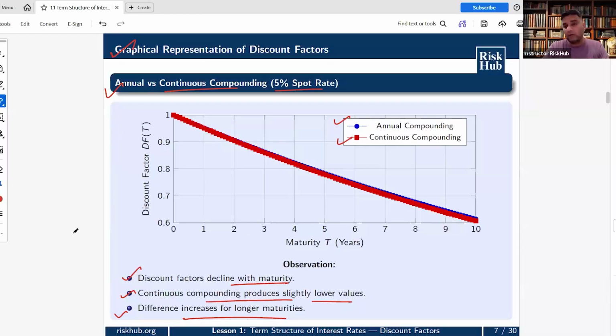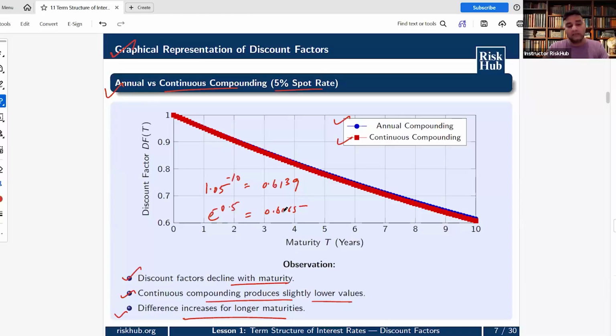The blue line uses annual compounding at 5%. The red line uses continuous compounding at 5%. The picture shows the discount factor falling with maturity, with the continuous line sitting slightly below the annual line throughout. At 10 years, the annual curve gives 1.05 raised to the power minus 10, which gives you 0.6139. Your continuous curve gives exponential minus 0.5, which gives 0.6065.